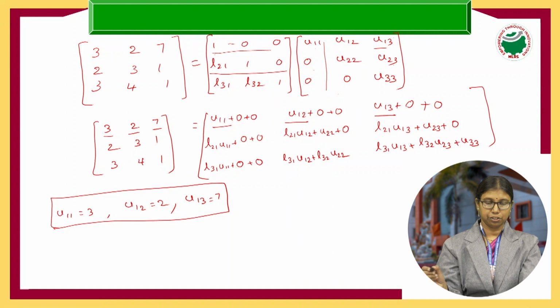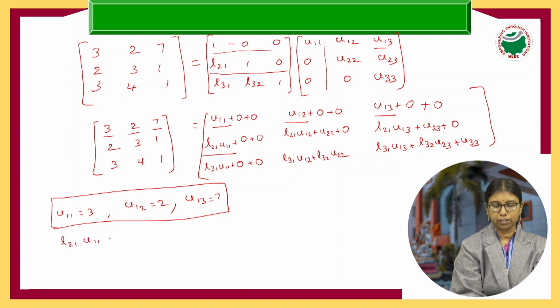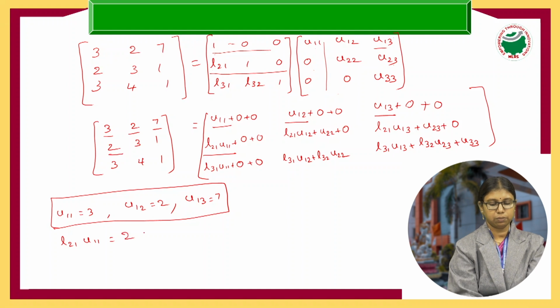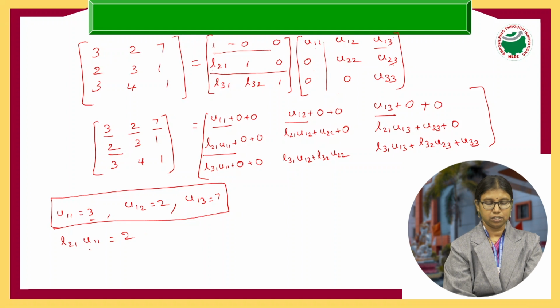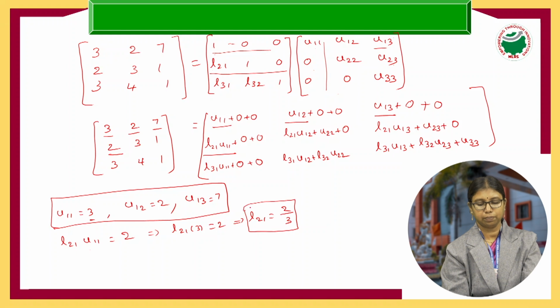Now, compare the second row values. Here I have L21 U11, which is equal to the corresponding value 2. You know U11 is 3. Substitute U11 here. Then this is L21 into 3 equal to 2. Then L21 is 2 by 3. This is the value of L21.